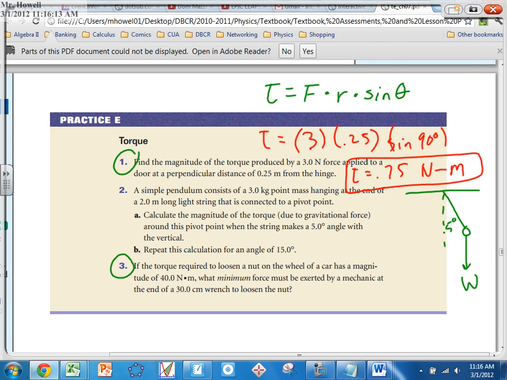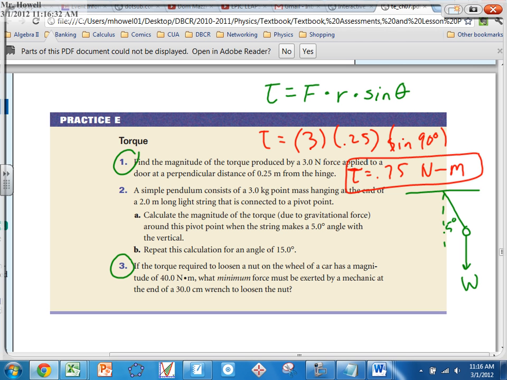What is the R again? R is the lever arm, or the distance from the hinge, or the distance from the central axis that's rotating. So the hinge was the door we did yesterday. Okay? The distance from the hinge is R. The distance is 0.25.